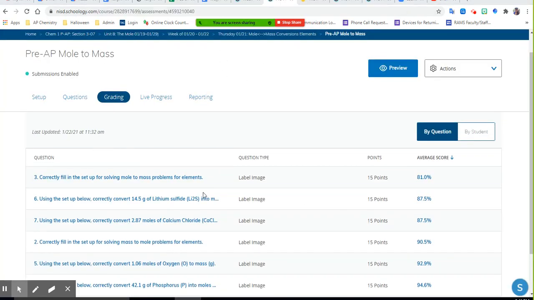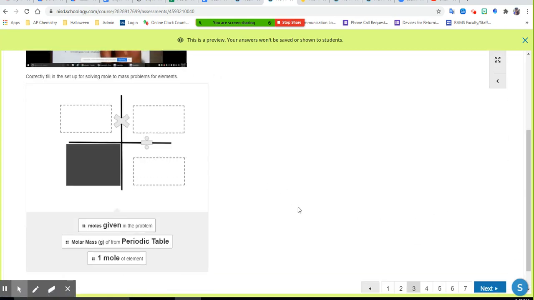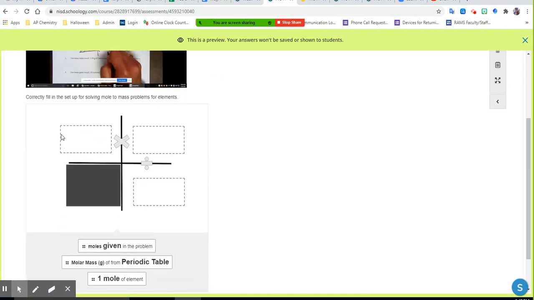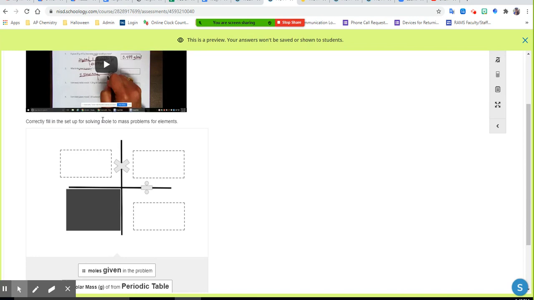Okay, so looking here, it looks like we were pretty okay. Number 3 gave some people issues. I know there was one typo on that, so it might have been before we fixed it. But I can definitely pull up number 3 real quick just to take a look together. Okay. So for this one, this was not the one with the typo, but it says correctly fill in the setup, blah, blah, blah. And so you wanted to focus in on what exactly we were doing.